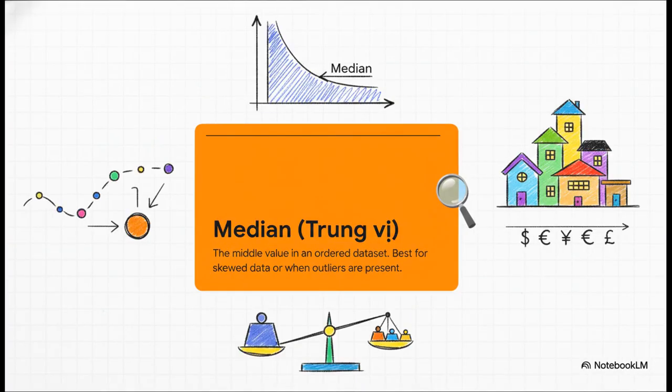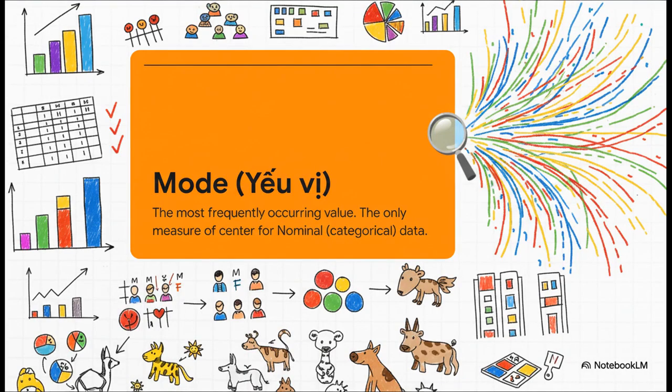Now, to fight back against those outliers, we have the median, or trung vị. The median is super simple. It's just the middle number once you've lined all your data up in order. And because it's all about position, not value, it pretty much just ignores those extreme outliers. So if you're dealing with messy, real-world data, think income levels or house prices, the median is often going to give you a much more realistic idea of the center. And last but not least, we have the mode, or yếu vị.